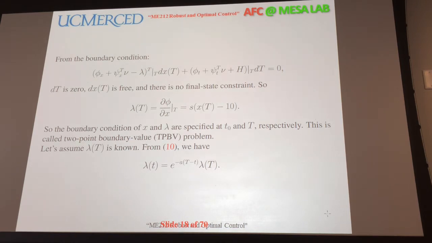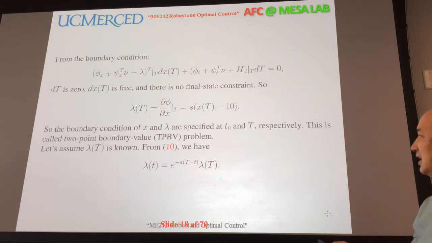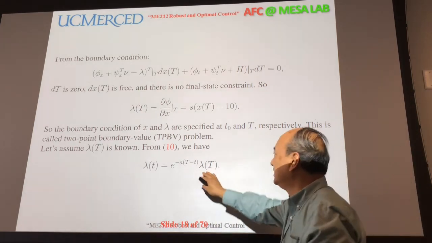x T is dependent on x0, and x T is also dependent on the control. The control is dependent on lambda, so it's all tangled, isn't it? However, we can consider solving, because lambda T is known. In other words, in this differential equation, we don't know lambda 0, but we do know lambda capital T. So you have to go from lambda capital T to lambda 0.